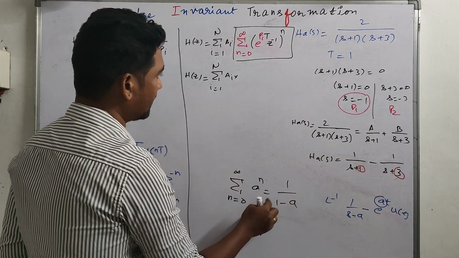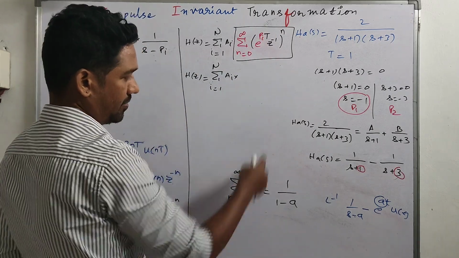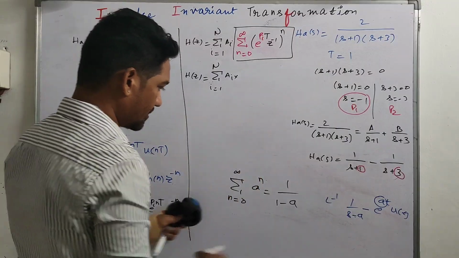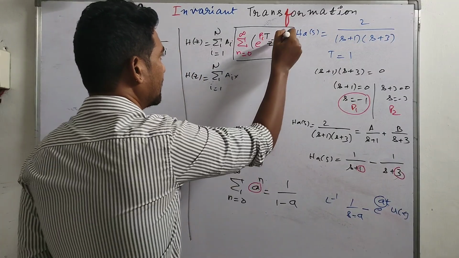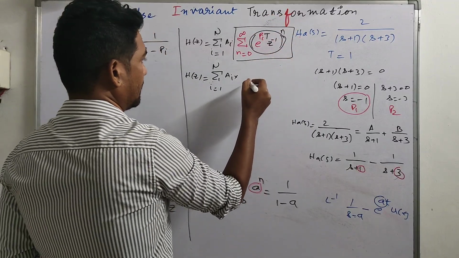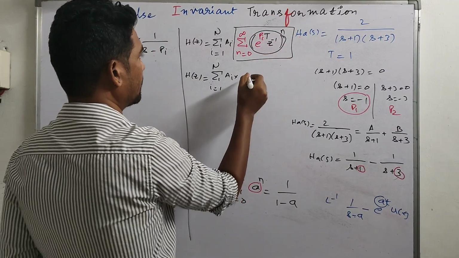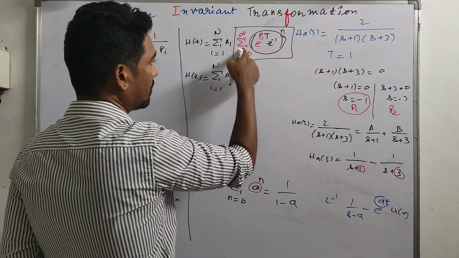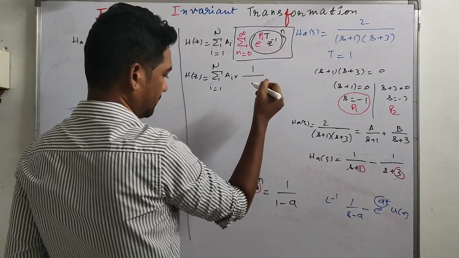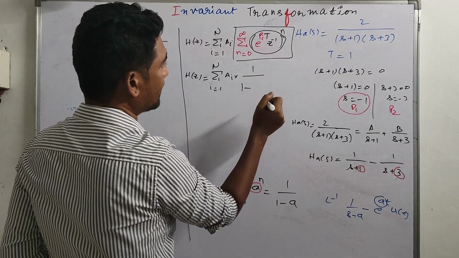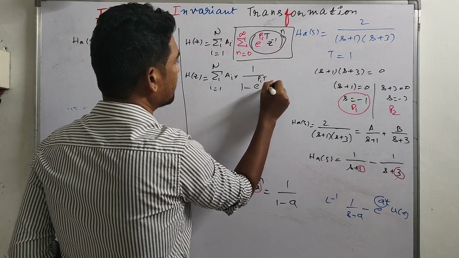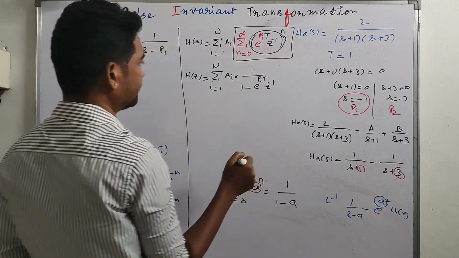1 upon 1 minus a. So this is the standard geometric series conversion, and in this case this entire thing is a. So this takes this form. Including this summation, this can be written like this: 1 upon 1 minus a. What is our a here? e raised to pi into t, z raised to minus 1.